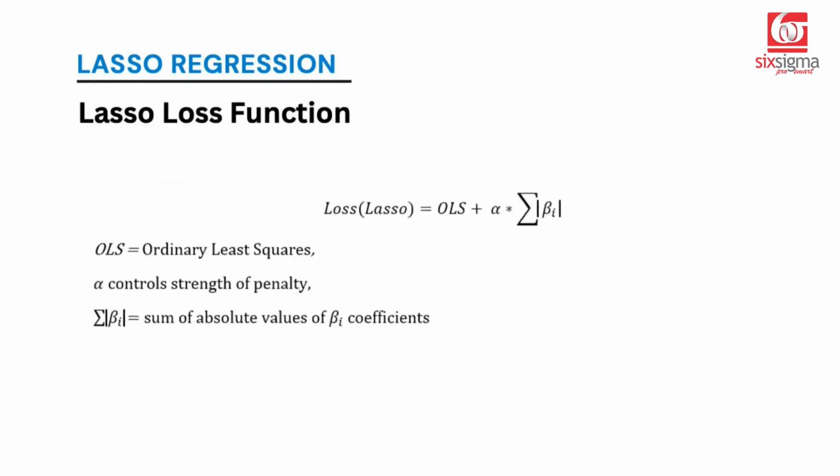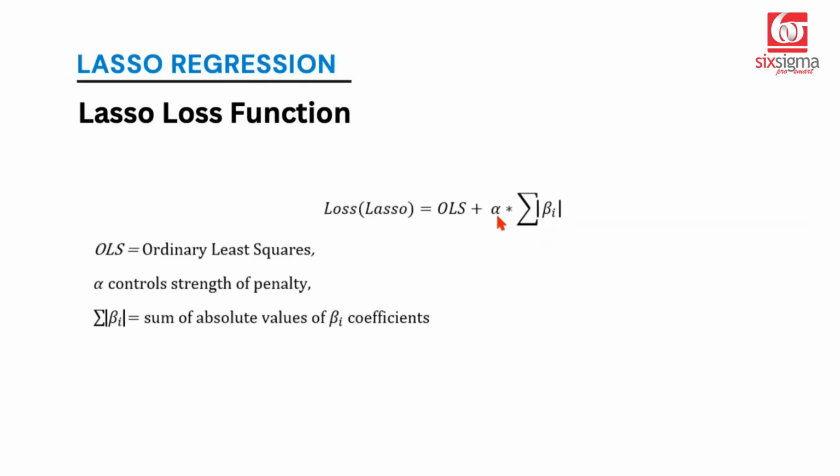Let's just see this. So this is the same loss equation that you saw earlier. In case of linear regression, you would only concentrate on the ordinary least squares. But in case of a Lasso regression, you would also have a penalty term, which would be the tuning parameter times the absolute sum of coefficients. So coefficients could be positive, could be negative. We take their absolute values, sum them up, and multiply with this alpha.